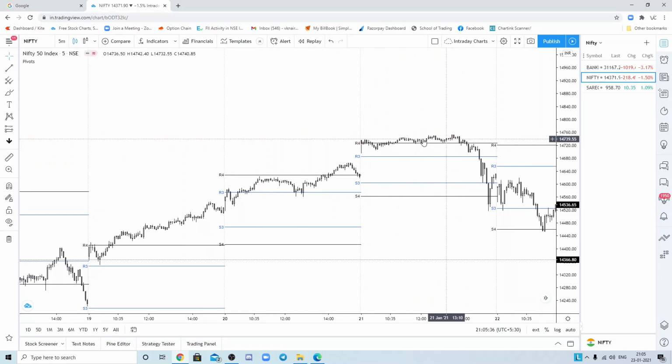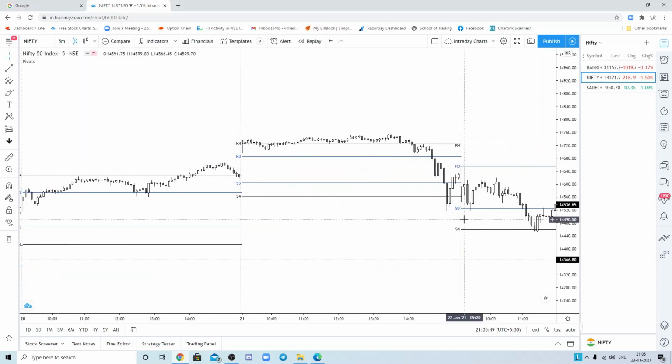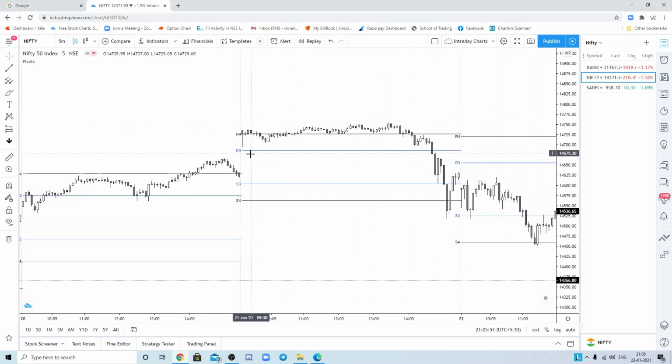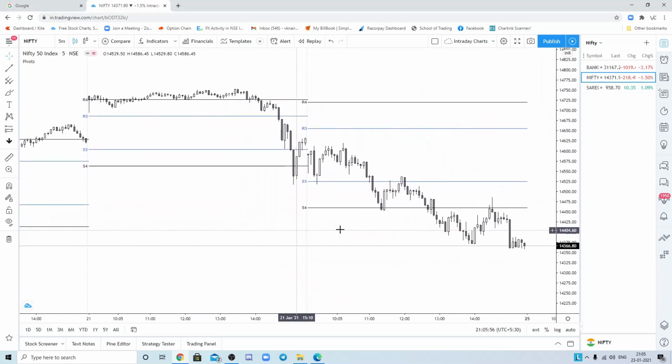Now here what you can see is that after the breakout it consolidated, it did not move up, though the Camarilla was narrow. Finally it came down and it hit your stop loss. So you should expect this also in the market.